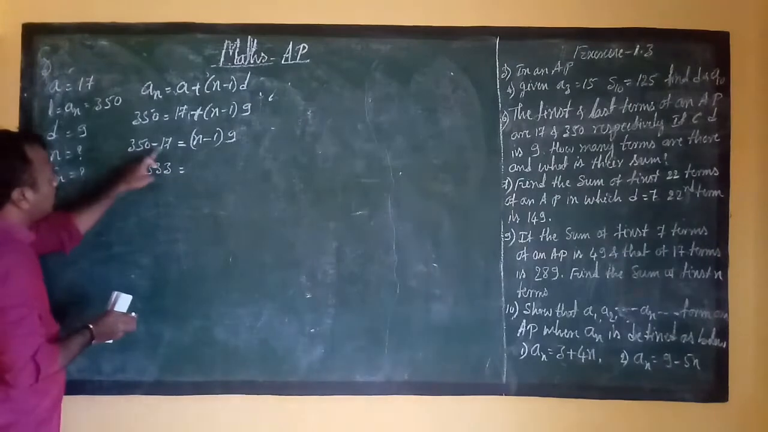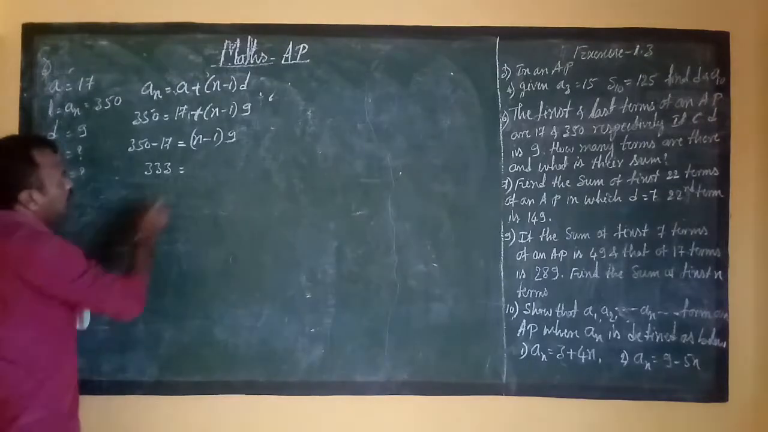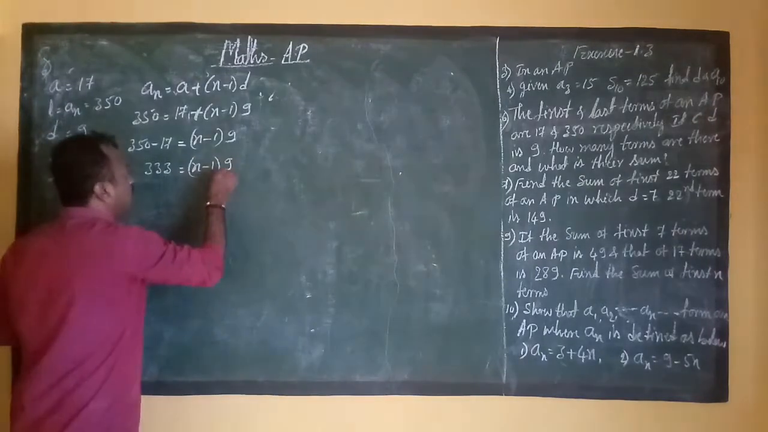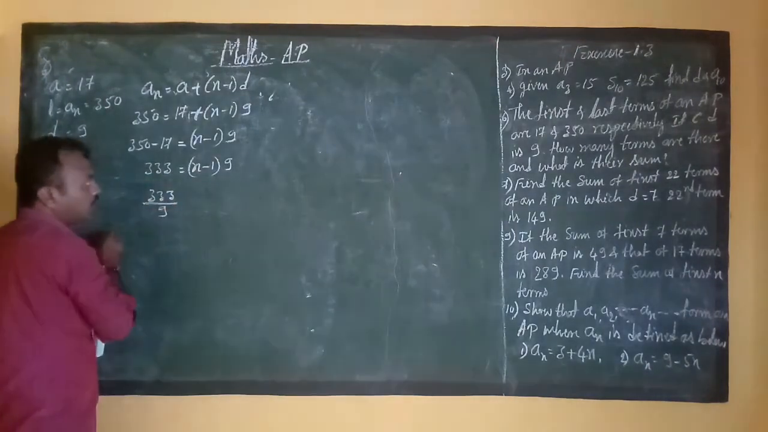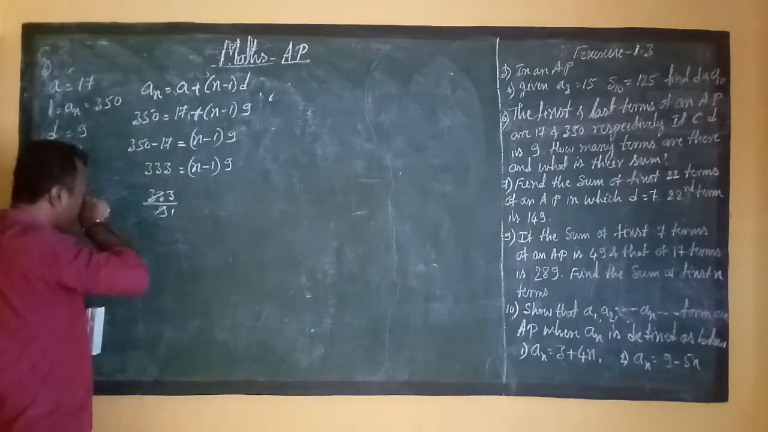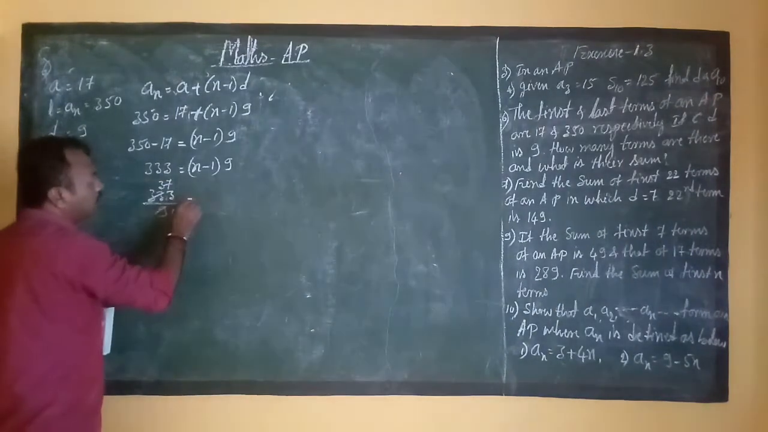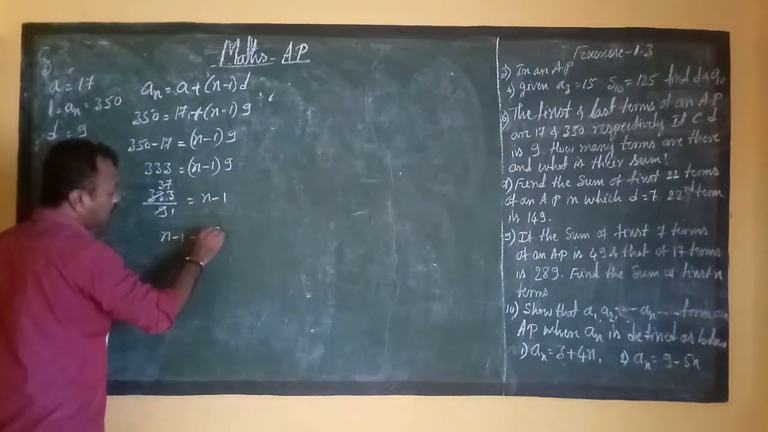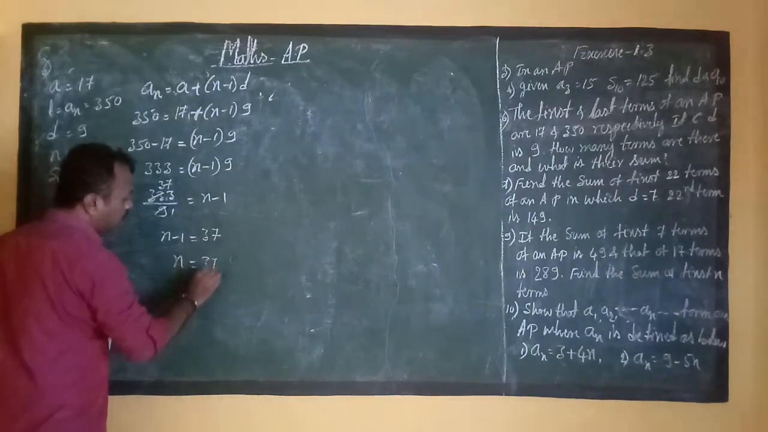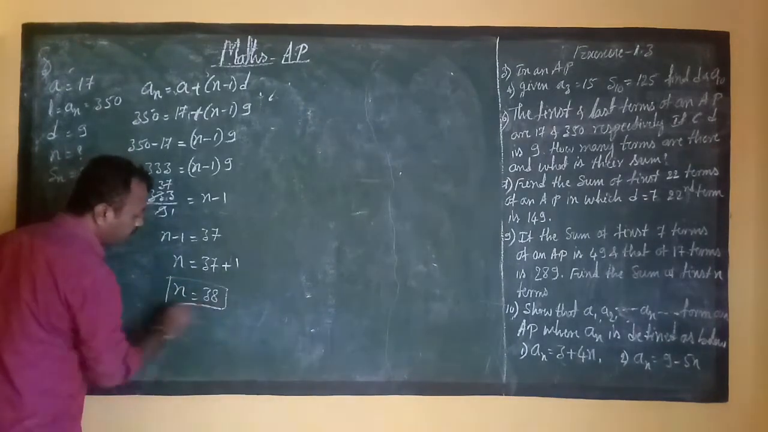So here 350 minus 7 is 3 and 4 minus 1 is 3. Remaining is 333, so remaining n minus 1 into 9. If you are saying 9, it becomes division. 9 ones are 9, 9 threes are 27, 63 is remaining, so 9 sevens are 63. It is equal to n minus 1. So remaining n minus 1 is equal to 37. So n is equal to 37 plus 1, therefore n is equal to 38.